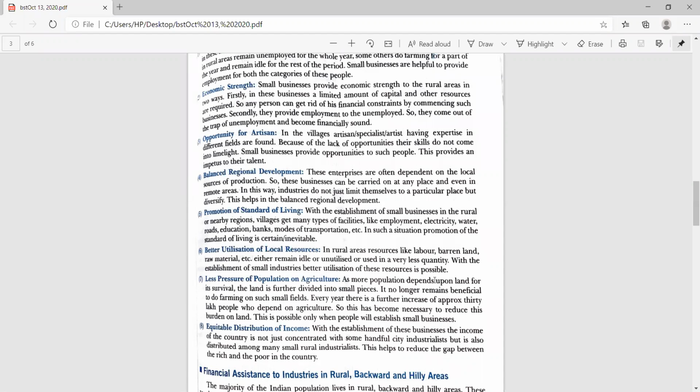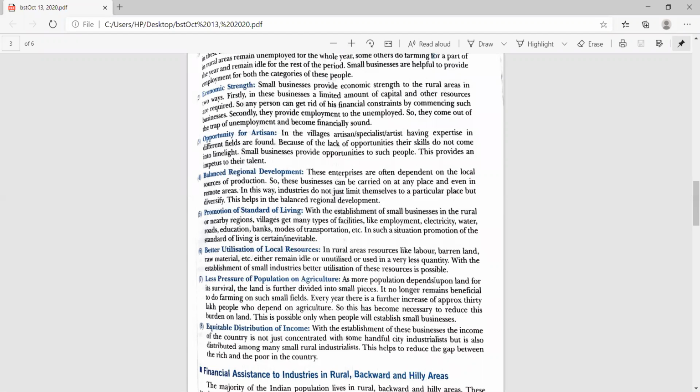So this provides an impetus to their talent, meaning बढ़ावा देना उनको, they get support. In fact, who gets support? The artisans, small specialists who have specific skills, but due to lack of funds they are not able to use them. So small scale business provides opportunities for their skills.